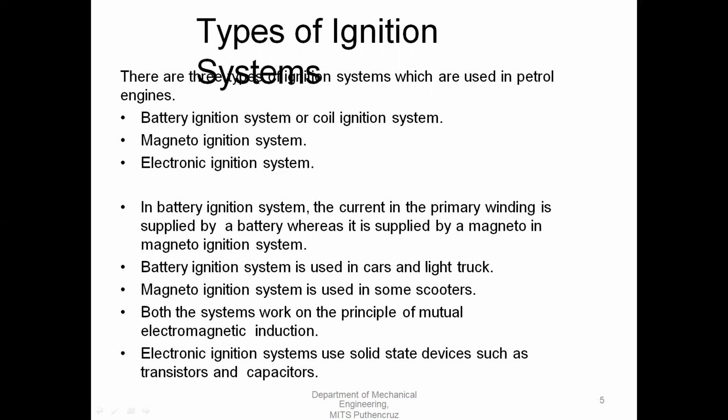You can see what the types of ignition in the automobile vehicle system are: the battery ignition system or coil ignition system, the magneto ignition system, and the electronic ignition system. These are the different types of ignition systems used in automobile vehicles.